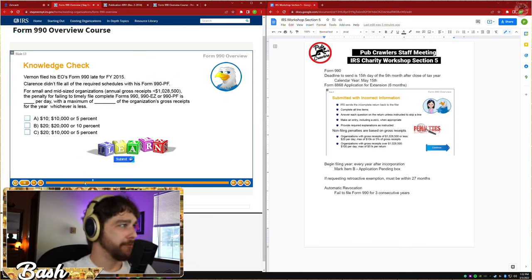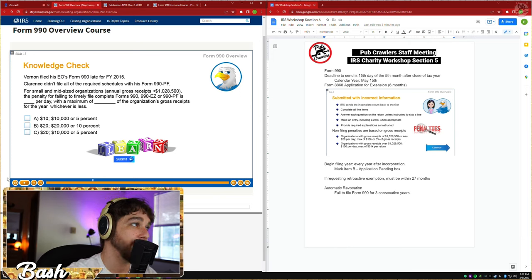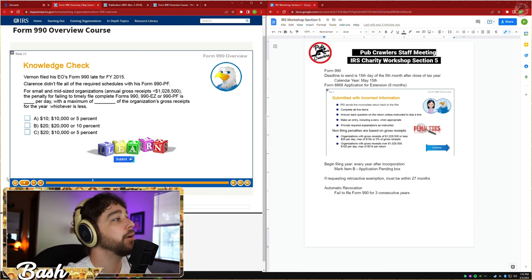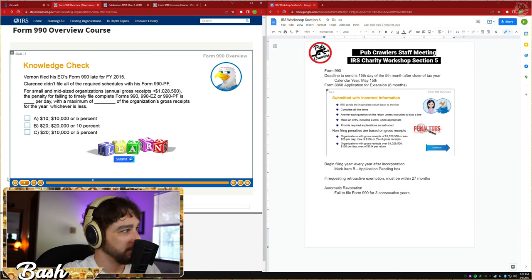Let's try another one. Vernon Feldman, his EO files form 990 late for FY 2015. That means fiscal year. Yes, exactly. Clarence didn't file all of the required schedules with his form 990 PF. For small and mid-size organizations, annual gross receipts less than $1,028,500. The penalty for failing to timely file forms 990, 990EZ, or 990 PF is $20 per day with a maximum of $10,000. I want to say it's A.